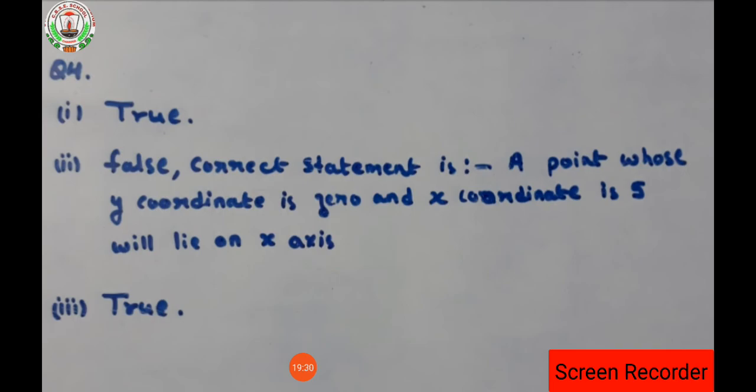Wherever the true statement is there in your book, in your question, there you have to just write true. But if any false statement is there, in that false statement you have to give the reason why it is false. Like in the second question, fourth question, second part, the statement is false. So the correct statement is written as, a point whose y coordinate is 0 and x coordinate is 5 will lie on the x-axis.